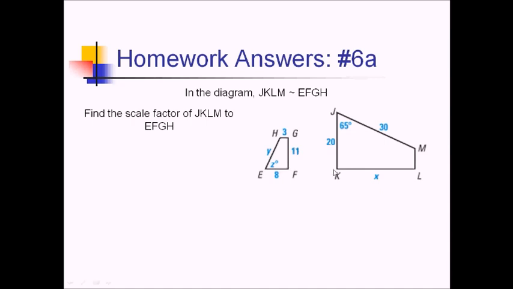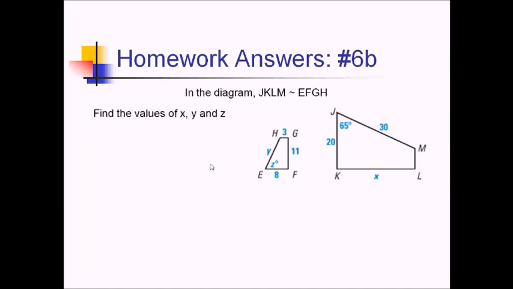If you're not sure which sides go together, you can always consult the similarity statement. We see here that JK, the first two letters of that one, must be going with EF, the first two letters of the other shape. So JK and EF here go together. And we want the scale factor of the larger to the smaller. So we can do 20 over 8. That's, again, just JK over EF. 20 over 8 is going to reduce to 5 over 2, which you could write as a fraction or a ratio.